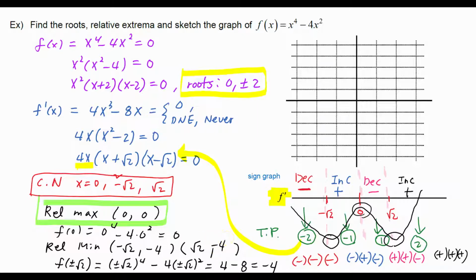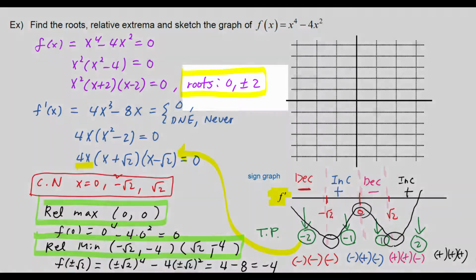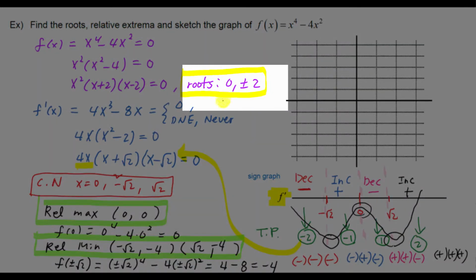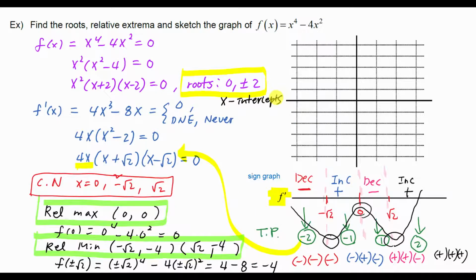So I'm gonna gather all the information and now I'm going to graph it. First of all, what are my roots? Roots are also called x-intercepts. So these are the numbers that are located on your x-axis. So my graph will pass through 0 and negative 2 and positive 2. And then I will have a relative maximum at 0, 0. This is my relative max. I should have a hill here.